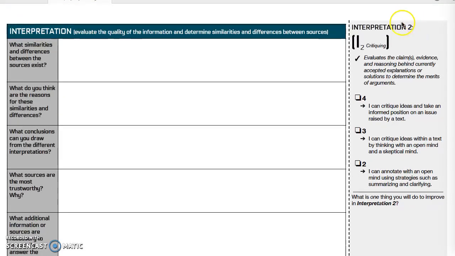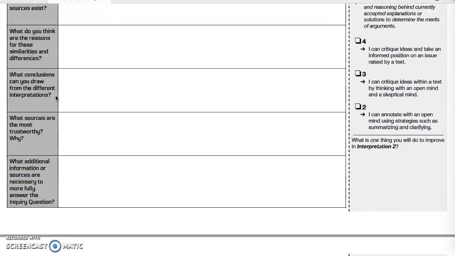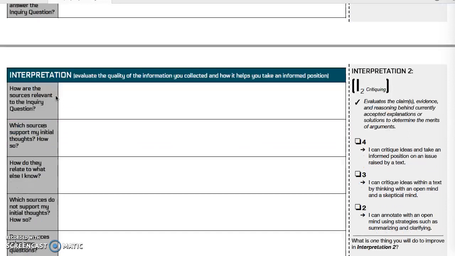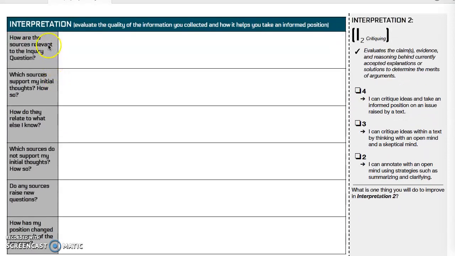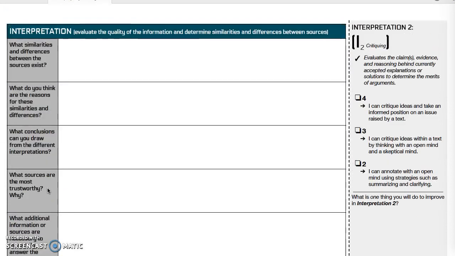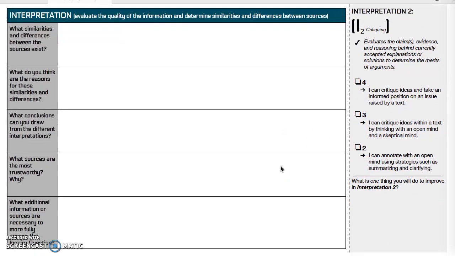Okay, now that I've explained the learning goals for interpretation 2, I'm just going to go over the organizer quickly without necessarily reading each question and going over it that way. Otherwise, it would just be really boring. So this organizer basically allows you to do what the standard requires you to do.